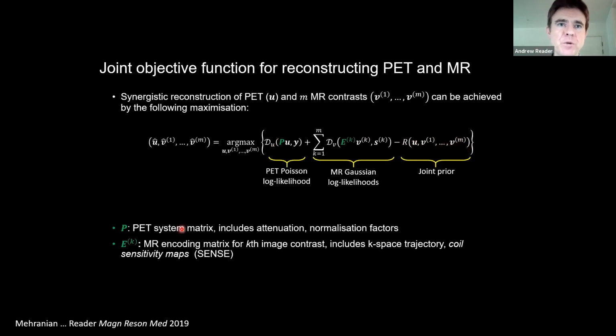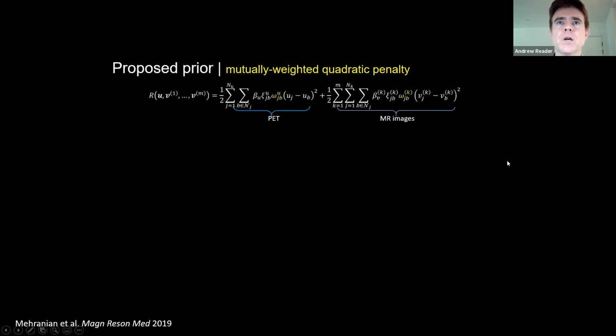So for the PET, we've got the familiar system matrix with all the positron range, forward projection, attenuation, normalization, et cetera. And now E is our overall Fourier, or our overall encoding matrix for MR for the kth image contrast. So that would be coil sensitivities, discrete Fourier transform, and then undersampling, or your k-space trajectory, if you like. It's just leaving behind the k-space values that you're measuring in that acquisition. So that's the joint objective function.